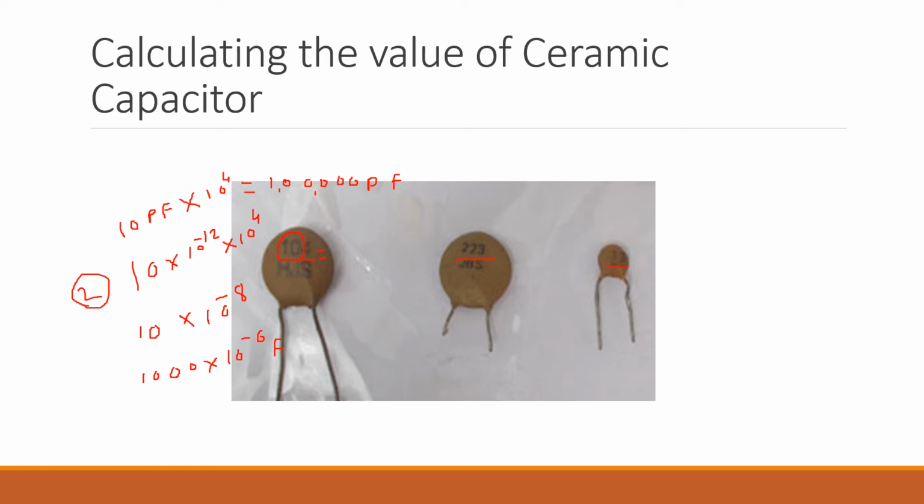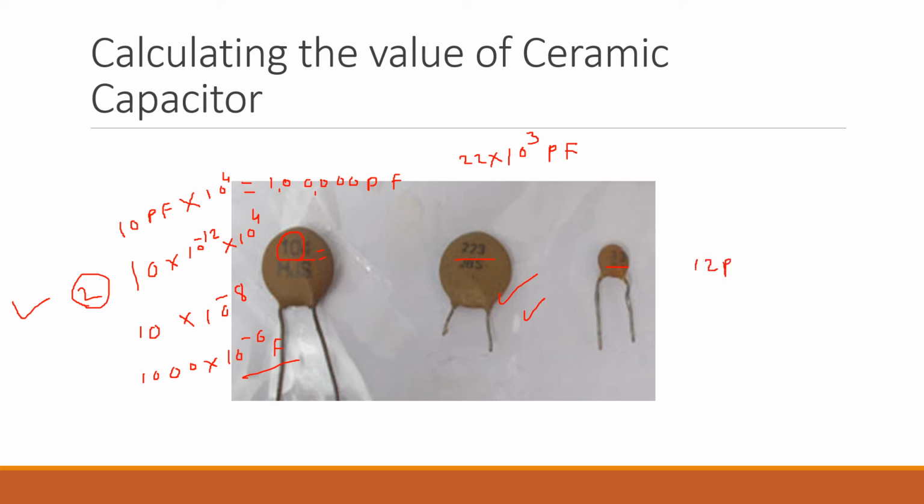Let us see the second one. So it is 22 picofarad into 10 raised to 3. So 22 into 10 raised to 3 picofarad of capacitance is this one. Again, if you want to make it in terms of microfarad, you can go with the second method. And the third one, which has only two digits, that itself means it is 12 picofarad of capacitance.